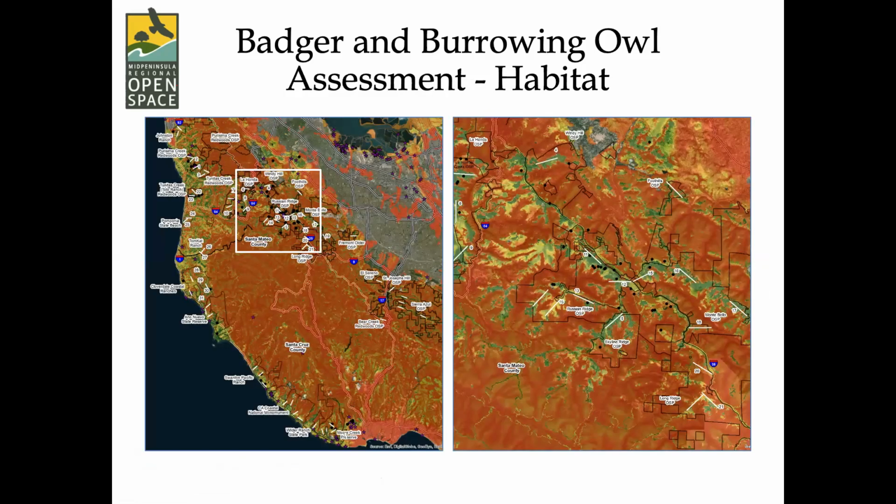These two maps are showing the results of the initial habitat model for badgers, and the areas that we're going to be following up on to test the model by doing the field surveys. These different colors are showing different levels of probability of presence for badgers and owls. They overlap to some degree. The red is places where there's a very low probability of presence based on the habitat, and the yellow and the green is the highest probability of presence.